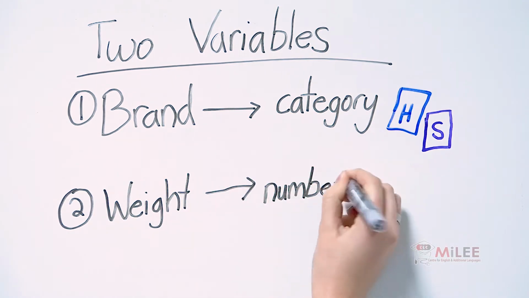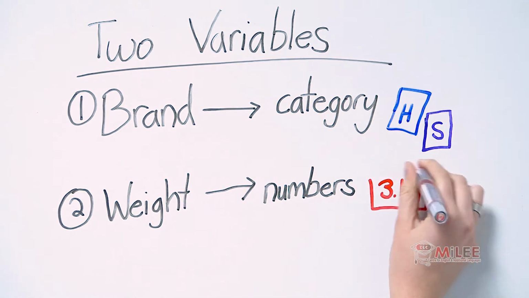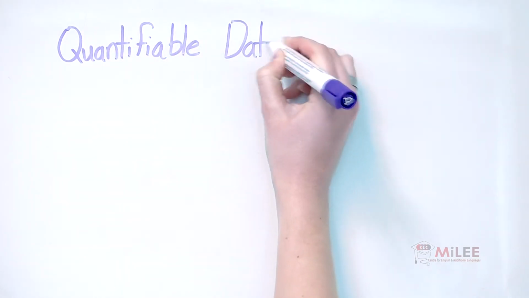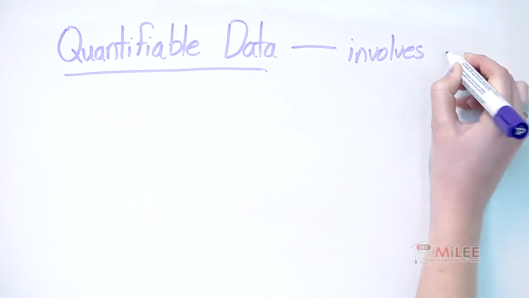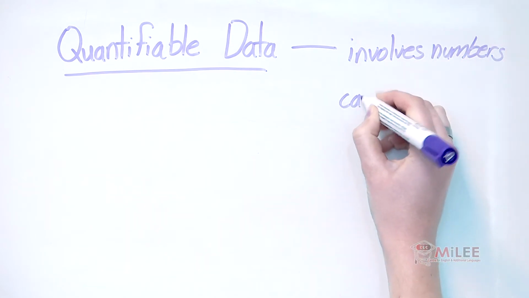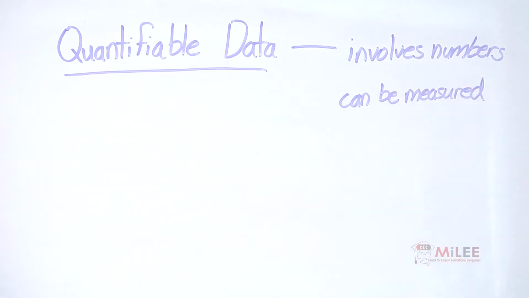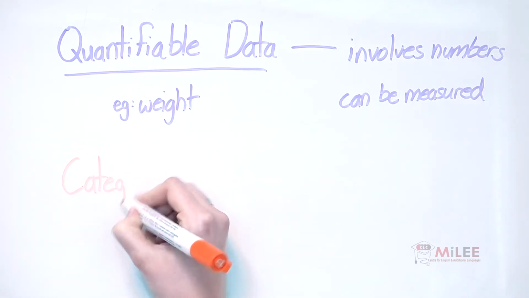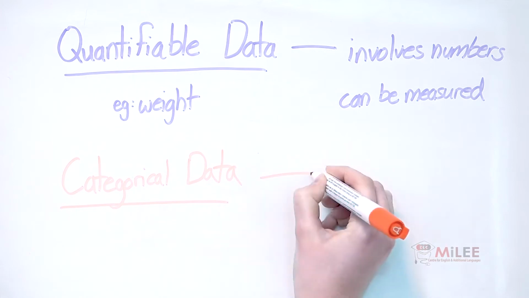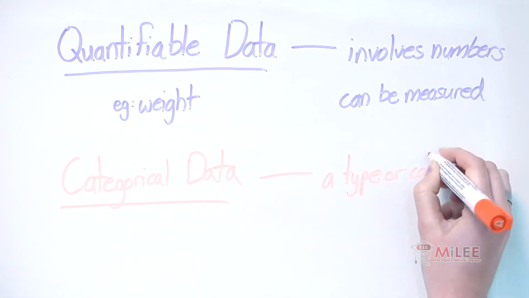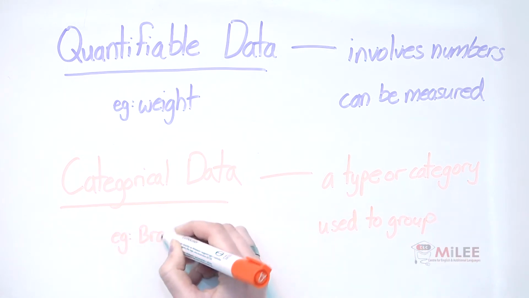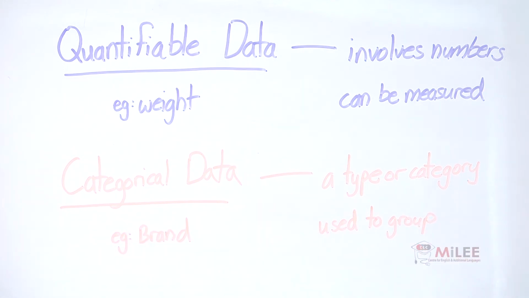Notice that these are two different types of data. Quantifiable data is information that involves numbers. It can be counted, calculated, or measured in some way. For example, the weight of the gummy bears or the cost. Categorical data is information that can't be counted. It's more like an attribute, or category, or type. For example, the brand of gummy bears or the color.